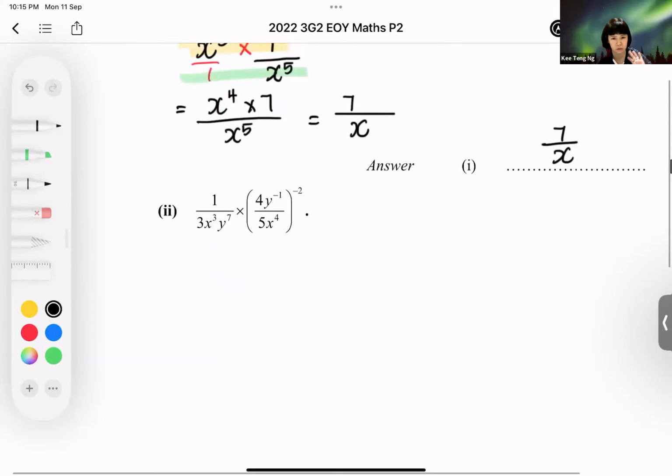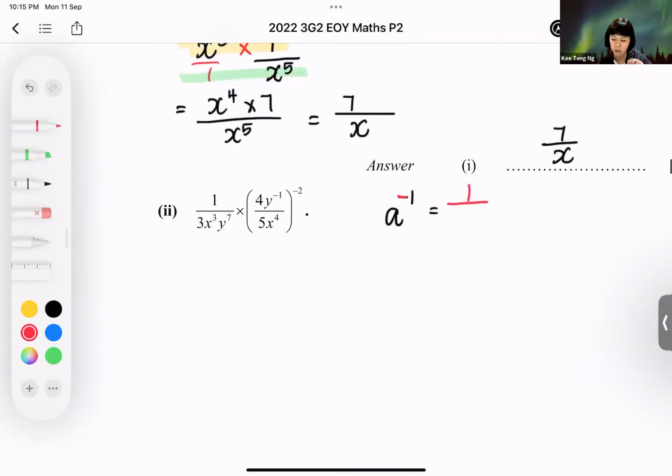Next question. Oh my God, so many different things. Let's begin with our negative power first. A to the power negative 1. What does this negative power do to it? It actually gives you 1 over A. But remember, the power for A is still 1. It's not switching the power, it's switching the whole fraction. So what does this actually mean?